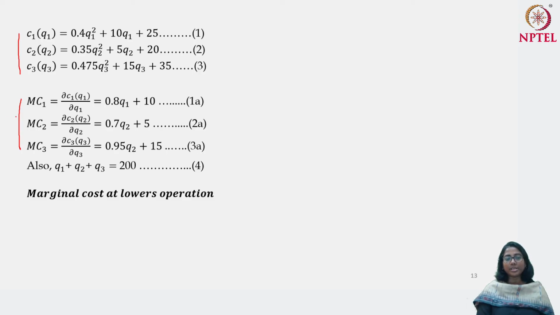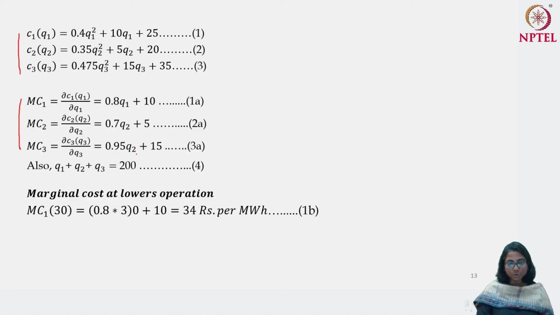Next, before we try to equate the marginal cost curves, what we are going to see is what is the marginal cost of each of these generating plants at 30 megawatt. Okay, so what is going to be the marginal cost of each of the plants at the lowest operation? So I am calculating the value of the marginal cost at Q1 equal to 30 for the first one, Q2 equal to 30 for the second one, and this should be Q3 here. So 0.95 Q3.